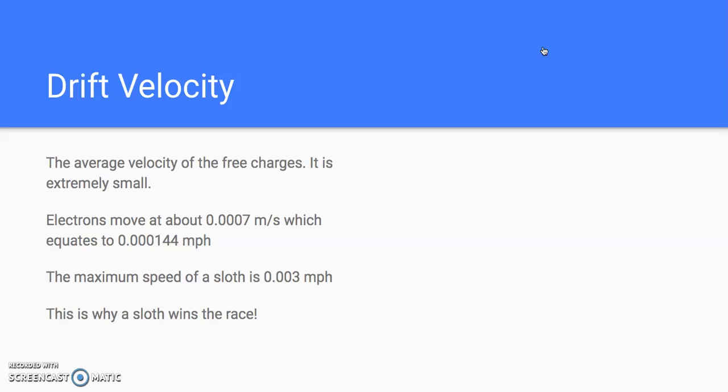0.000144 miles per hour. This gives us the answer to why the sloth beats a free charge electron in a race. The maximum speed of a sloth, extremely slow, is 0.003 miles per hour, but this is still faster than a free charge electron. So this is why the sloth wins the race.